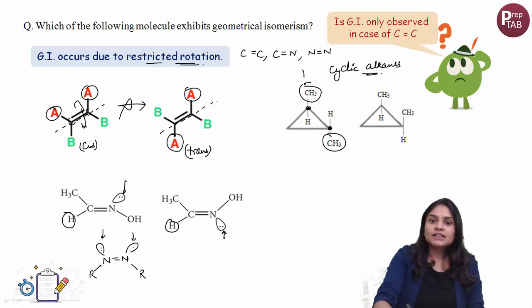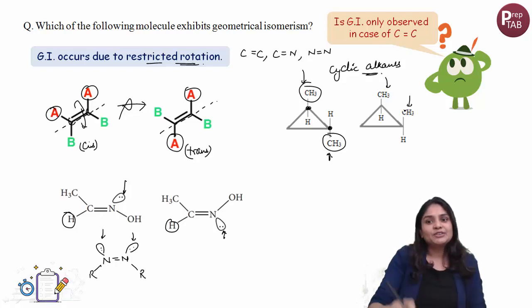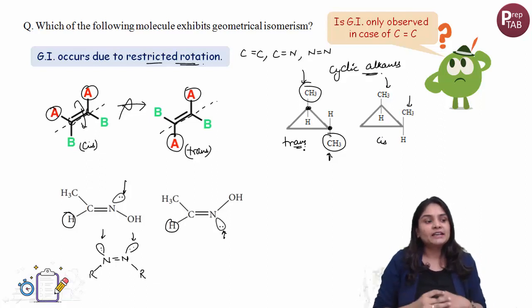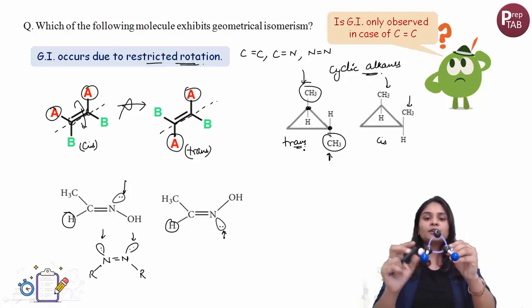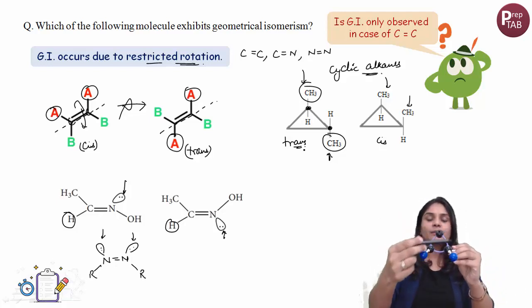So in one case CH3 can be on the opposite side of the ring, and in the other, CH3 can be on the same side of the ring. So this is cis and this is the trans form. Clear? As you can see over here, we have a three-membered ring.